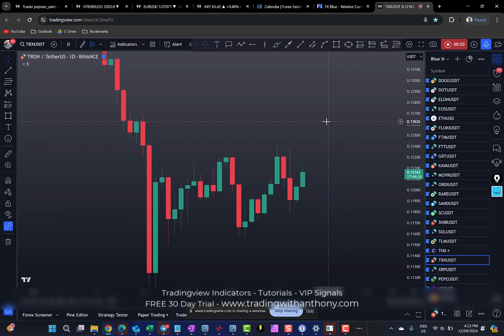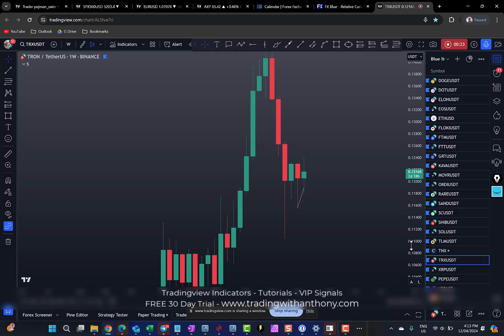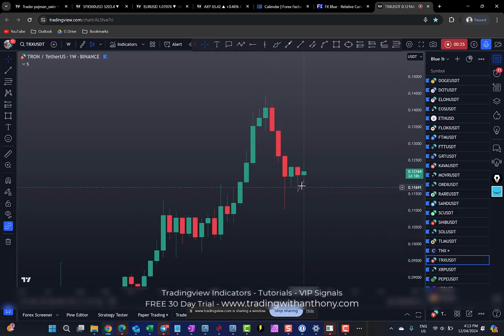Traders, Anthony here, looking at Tron paired with USDT. This chart is telling me that this is bullish. We have higher lows and higher highs on the higher time frame. In fact, let's just quickly go out to the weekly, and what I want to do is establish my higher time frame bias. My higher time frame bias is definitely bullish.